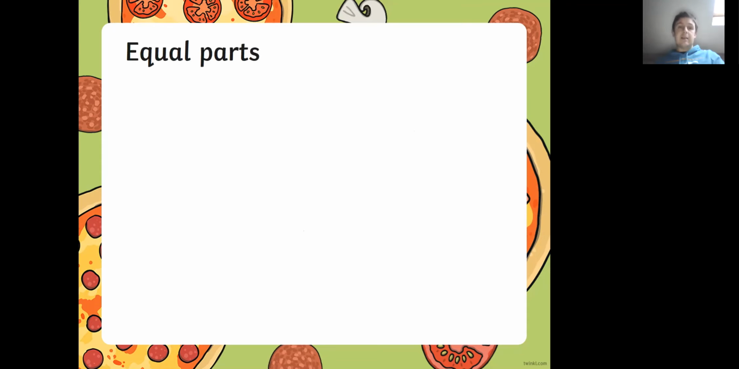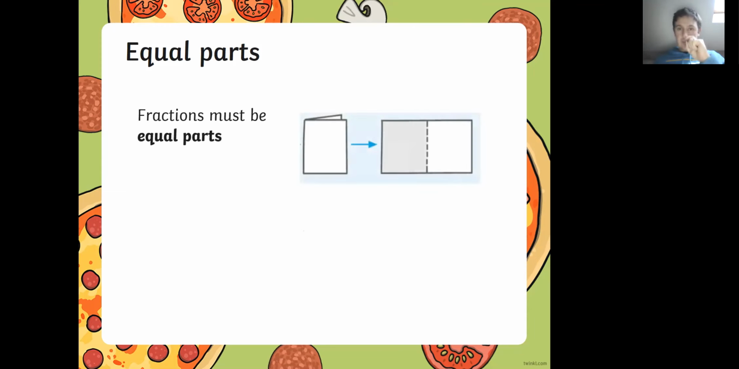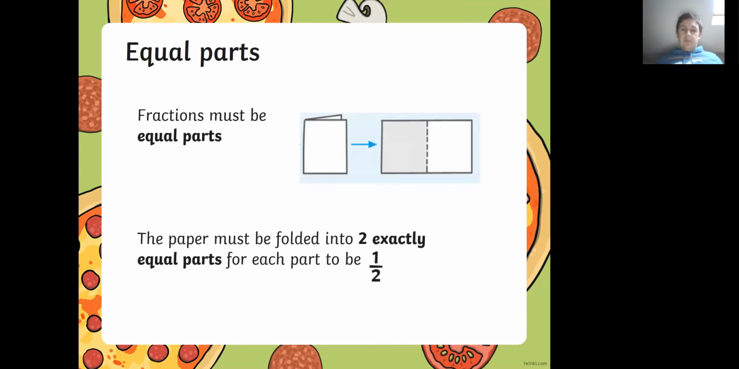Now, the reason why I'm asking this is because, like we said, fractions all depend on equal parts. Fractions must be equal. So there you can see that when that paper has been folded, that has been folded in half because each of the 2 parts is equal. It's the same size. They have equal parts. If it's not folded so that the parts are exactly the same, there'd be 2 parts, but because they're not equal, it's not half.